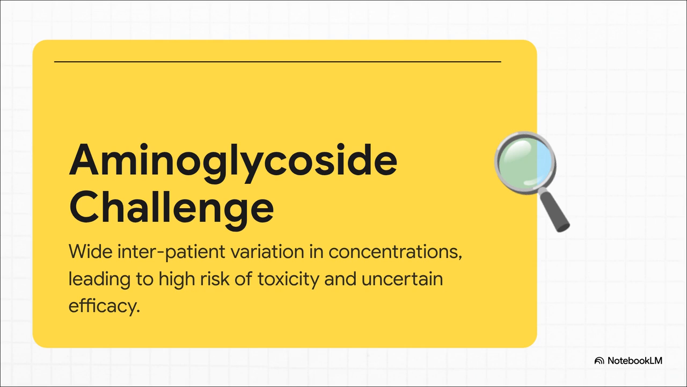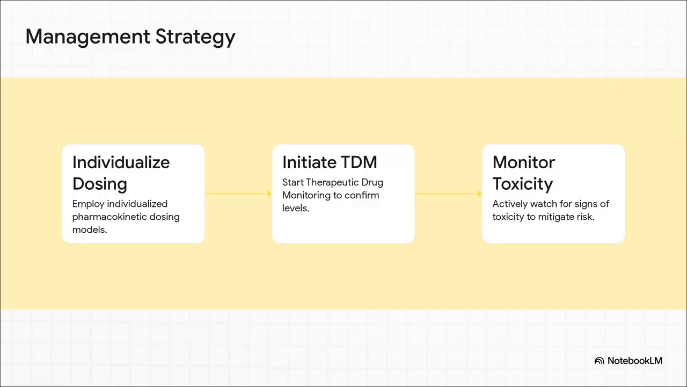It creates this dangerous tightrope walk between a dose that's too low to work and one that causes severe kidney or hearing damage. So the strategy for managing them flows right from that core principle we talked about. You must use individualized dosing models. You must start TDM to make sure you're in that sweet spot. And you must be actively looking for any signs of toxicity. When you do this, you turn what feels like an uncertain art into a much more manageable science.